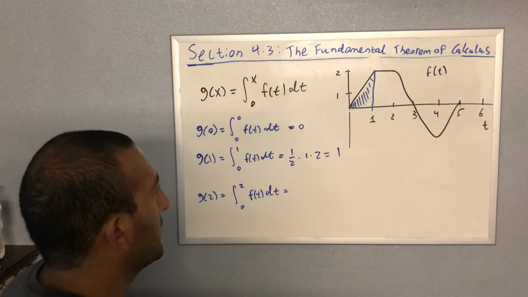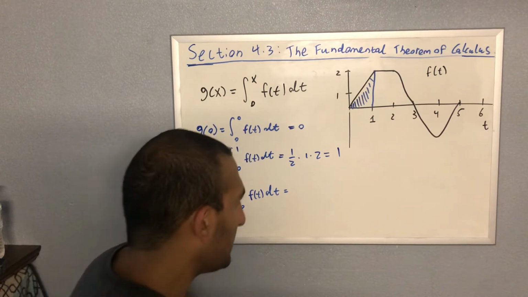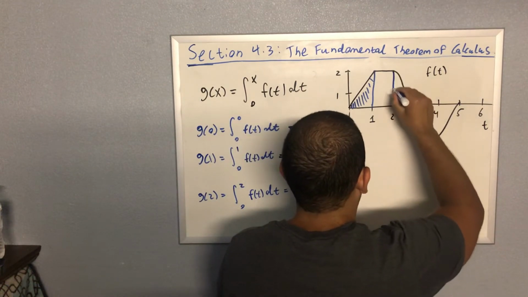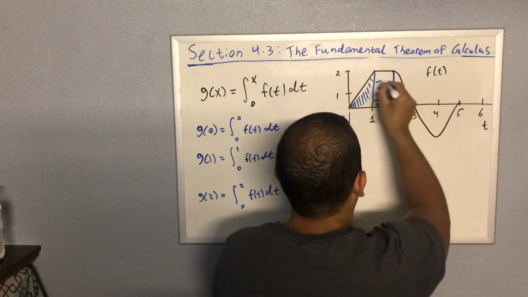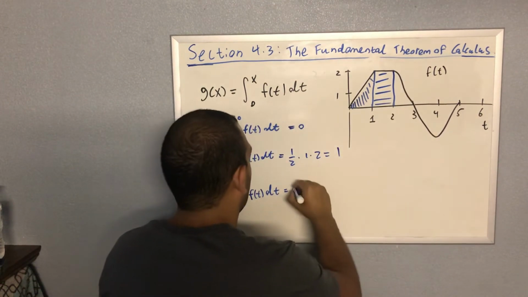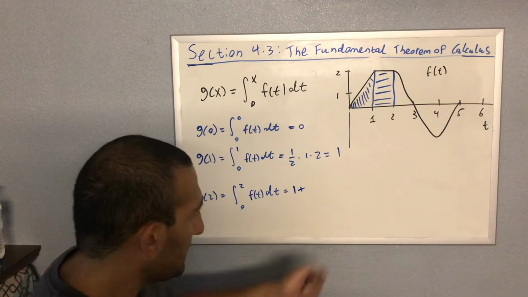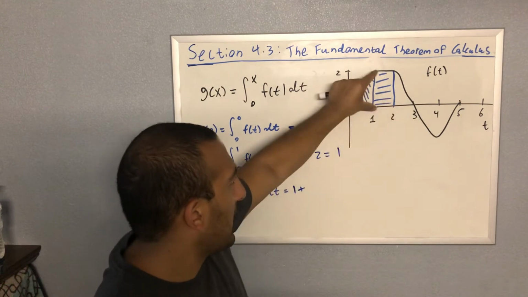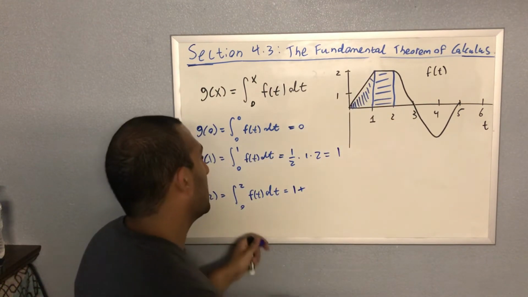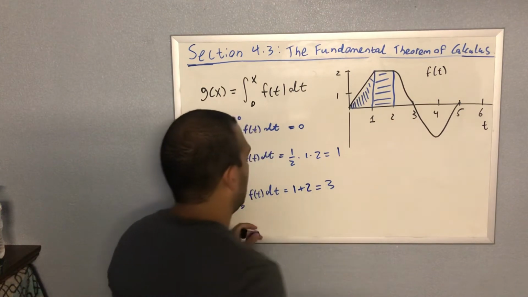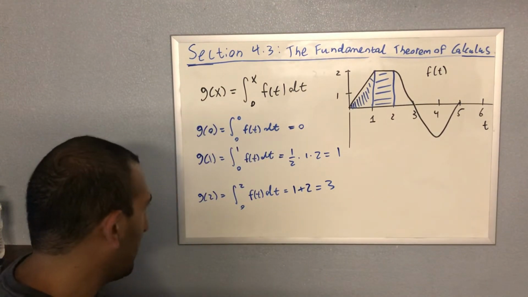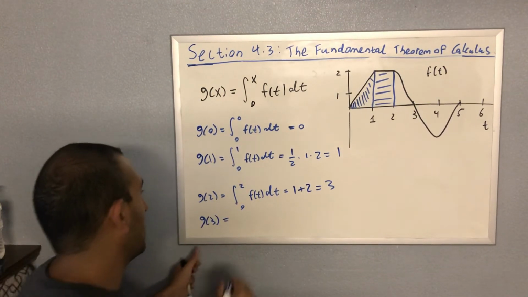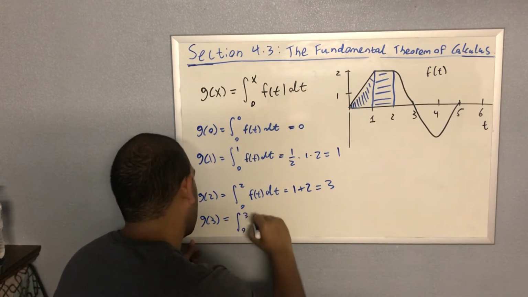What is g of 2? g of 2 is going to be this old area plus this new area that we get here. So it's the old area, 1, plus the area of this rectangle, where the base has length 1 and the height has length 2. So it's 1 times 2, so just 2, which makes 3. Okay? And then g of 3, what is g of 3? You might have caught on to the trend here.